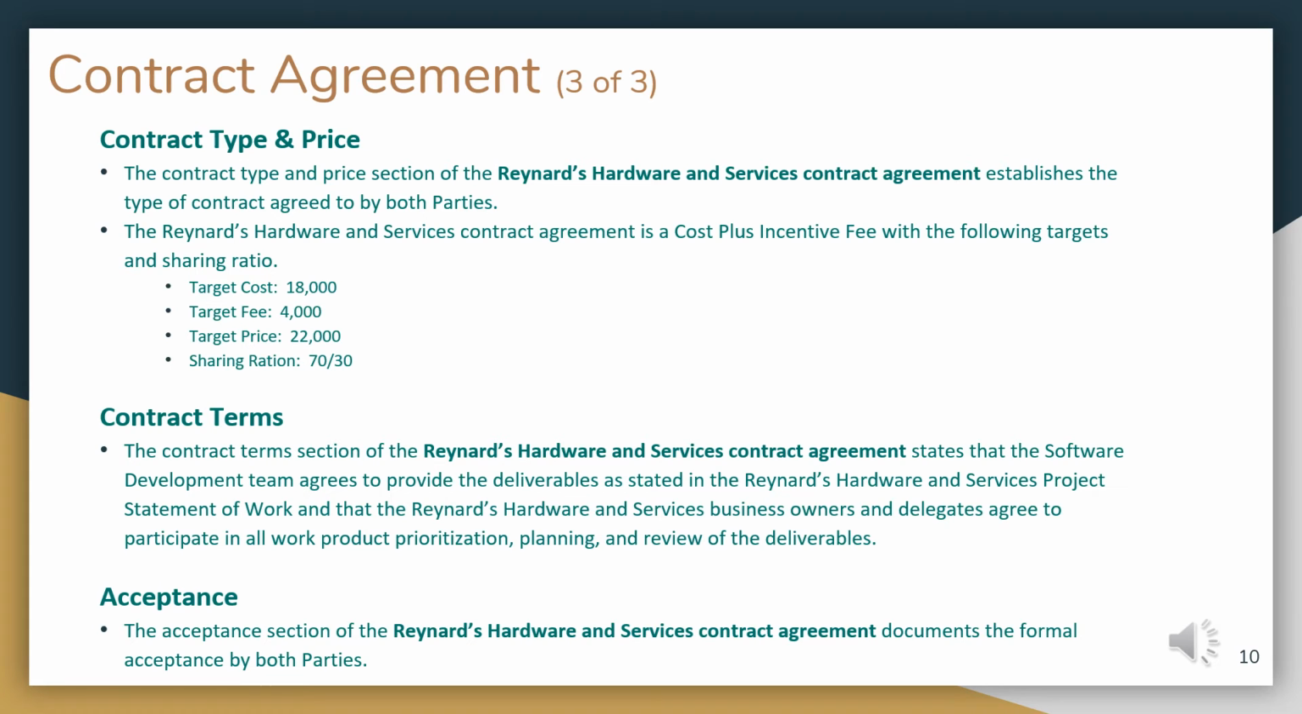The contract terms section of the Reynard's Hardware and Services contract agreement states that the software development team agrees to provide the deliverables as stated in the Reynard's Hardware and Services project statement of work, and that the Reynard's Hardware and Services business owners and delegates agree to participate in all work prioritization, planning, and review of the deliverables. Finally, the acceptance section of the Reynard's Hardware and Services contract agreement documents the formal acceptance by both parties.